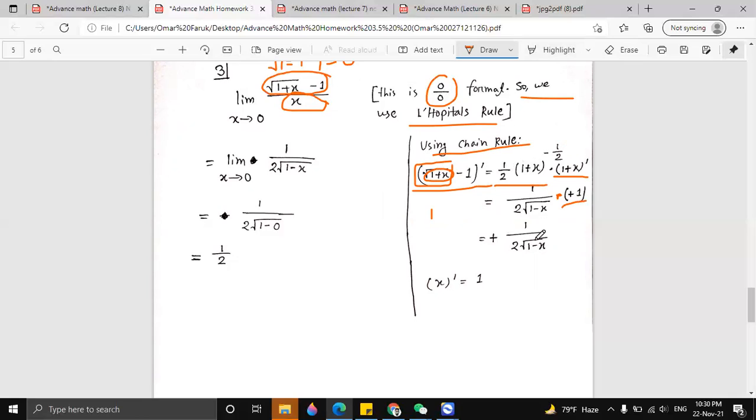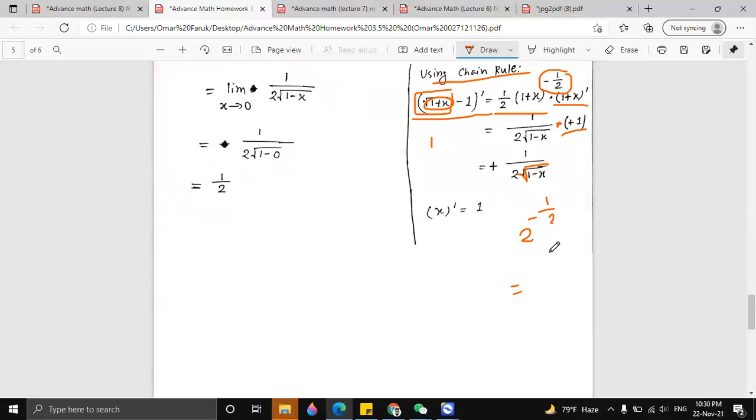So now we get 1 by 2 into root over 1 plus x. Because something to the power minus half, we can just write as 1 over root over. For example, 2 to the power minus half, we can write this way: 1 by root over 2.